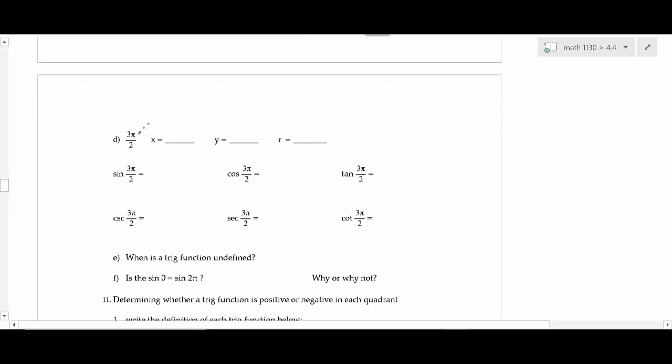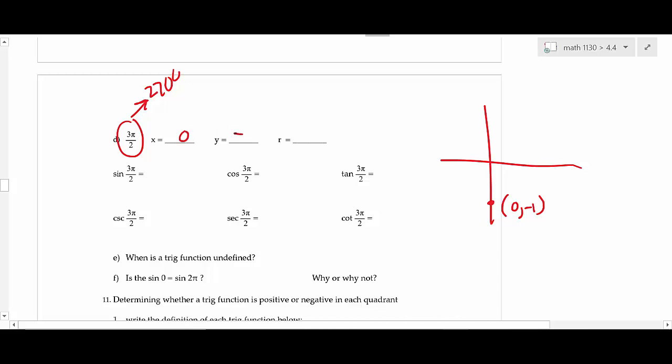Okay, then the last one, we've got 3 pi over 2 is 270. So when you're at 270 degrees, you're at the point 0, -1. So in this, x is 0, y is -1, r is 1. Then you do the same ratio. So the sine would be y over r, so that's -1.